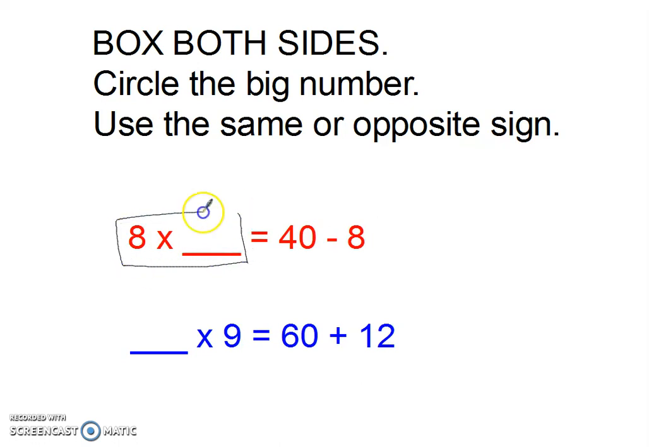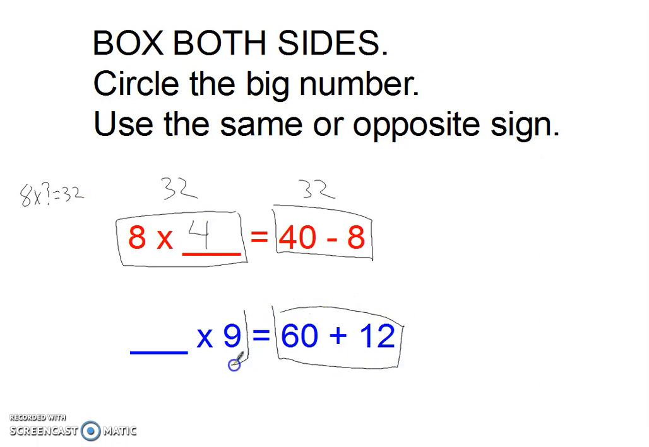Try something that has some multiplying in it. I did the exact same thing. I'm boxing both sides. So now I have 8 times something equals 32. Well, if you know your 8s, 8 times 1 is 8, 8 times 2 is 16, 8 times 3 is 24, 8 times 4 equals 32.